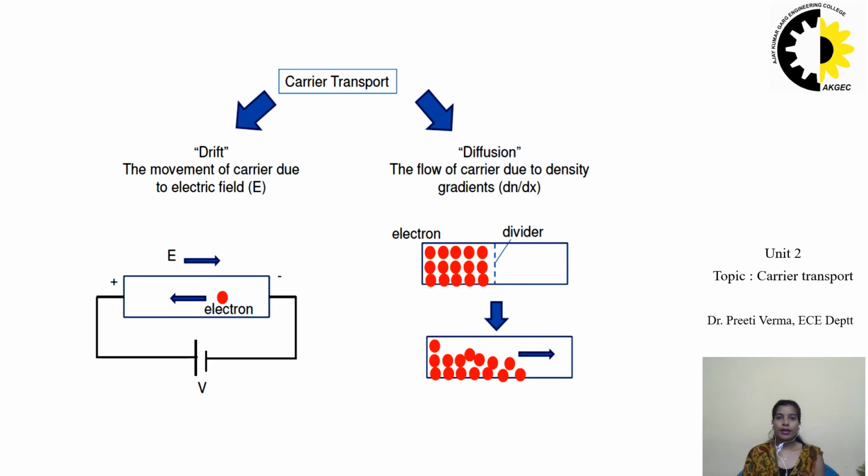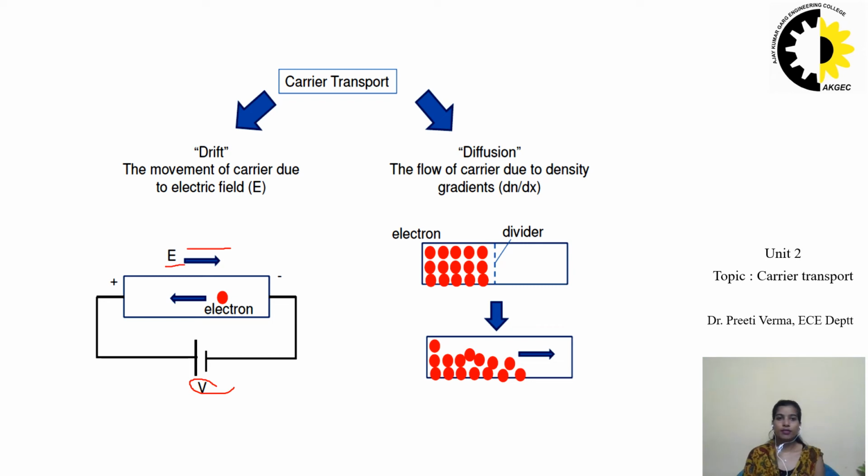These two are entirely different, both contributing to the current, but the process of these is entirely different. Drift is the name used for the movement of carriers due to the effect of an electric field, while in diffusion, the flow of carriers is due to density gradients. In this diagram we can see there is a semiconductor bar connected to a voltage V. So an electric field is applied here.